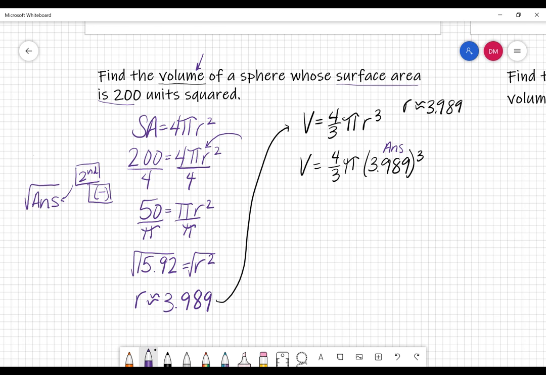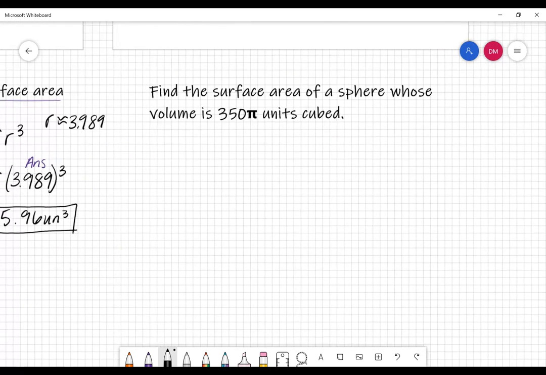And for this, I am getting that my volume is approximately 265.96 units cubed. Now, because I tried to save all of my rounding until this very last step, at least in my calculator, right here on my paper, I may have done a bit of rounding, but in my calculator, this should be the closest approximate answer, the 265.96.